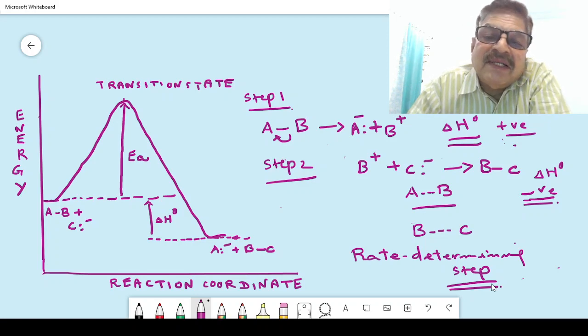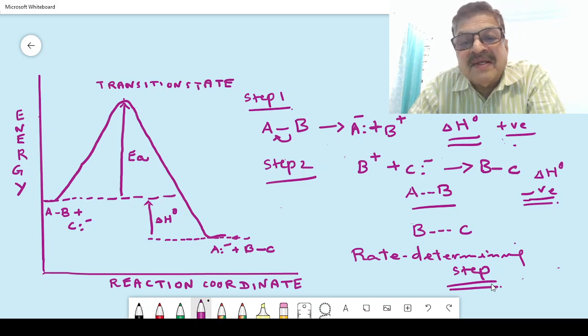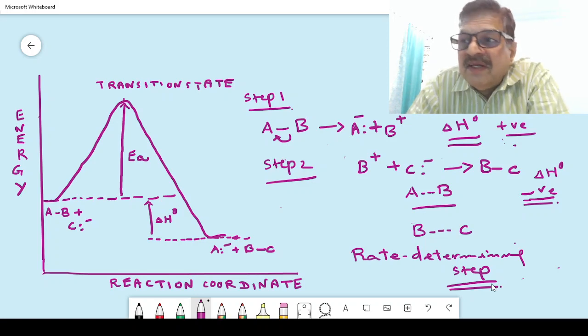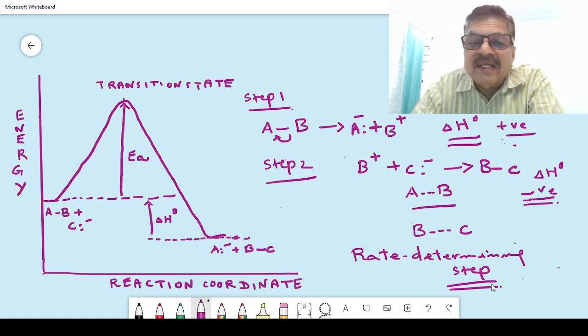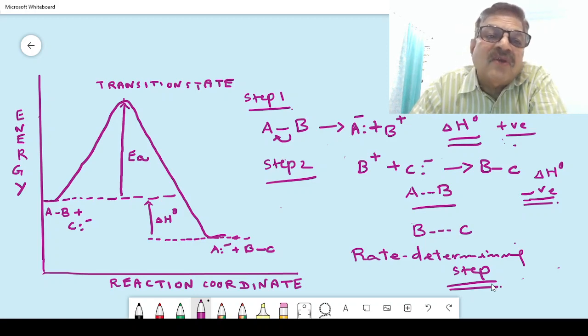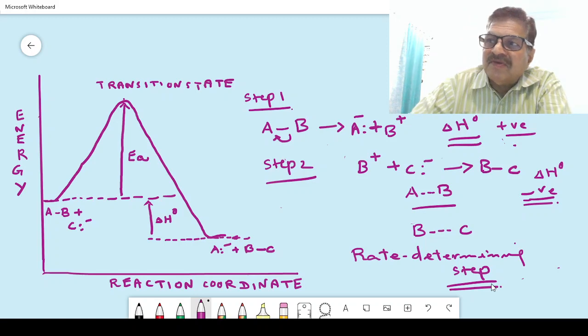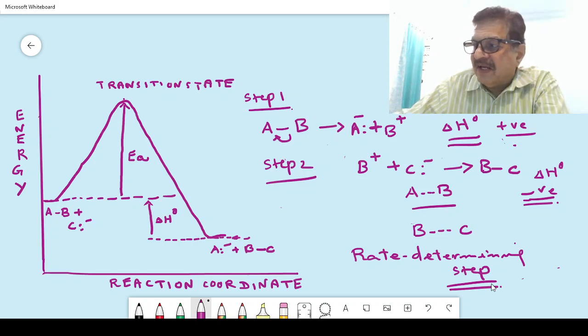So there's a multi-step mechanism, that is, several bonds are broken and several bonds are formed. The reaction proceeds in several steps. In that case, the step with the highest energy transition state is called the rate determining step, and that will be the slowest step in the reaction. Therefore, step 1 is the rate determining step because it is the slowest step in the reaction mechanism. That is what you have to understand.